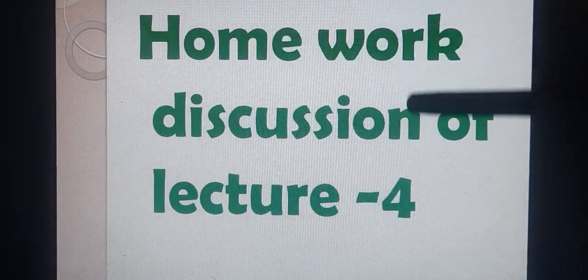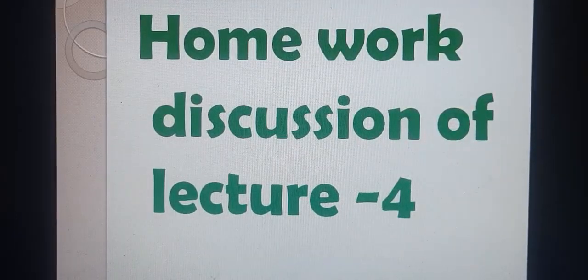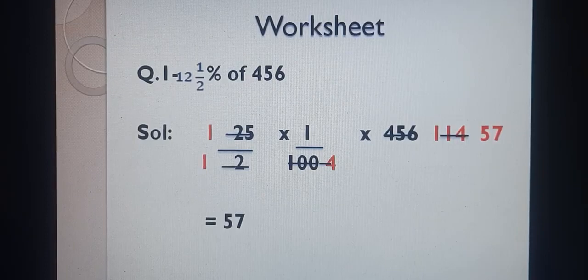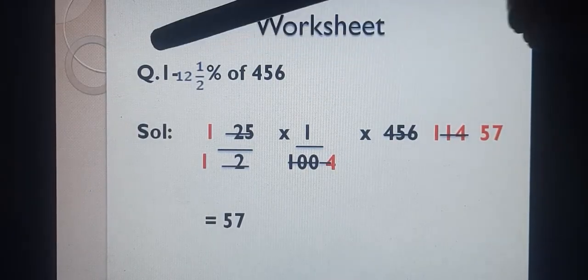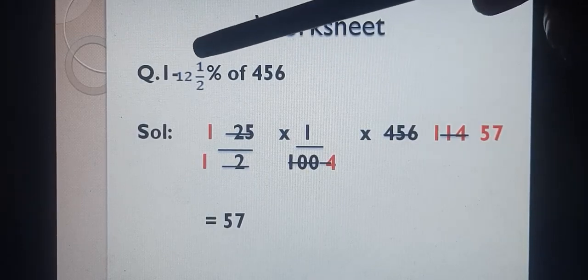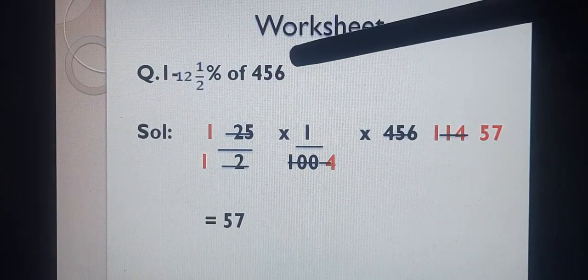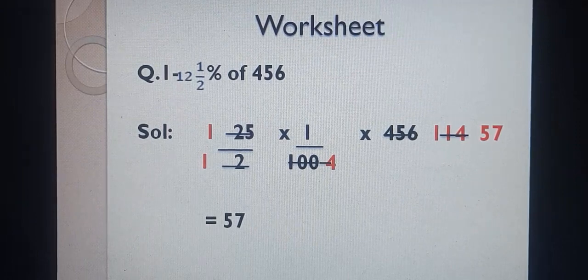Now we will do homework discussion of lecture 4. So you all have to open your practice notebooks and take out your pens. You have to match your answers. Do correction work also if it is needed. Worksheet questions 1 to 4 were given. So first question, 12 whole 1/2% of 456. We have to find out this.